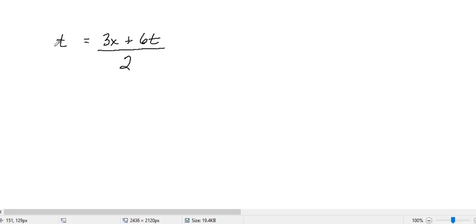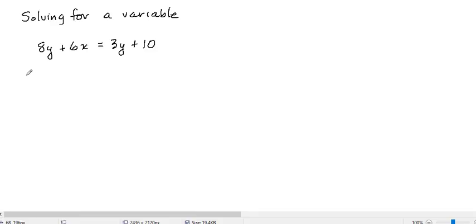Just to clarify, if this were my equation, is it solved for t? Well, t is by itself, but it is not solved for t because there are t's somewhere else in the formula. And if it's solved for t, you can only have that variable by itself, and it can't be anywhere else. First, I'm going to solve for x.